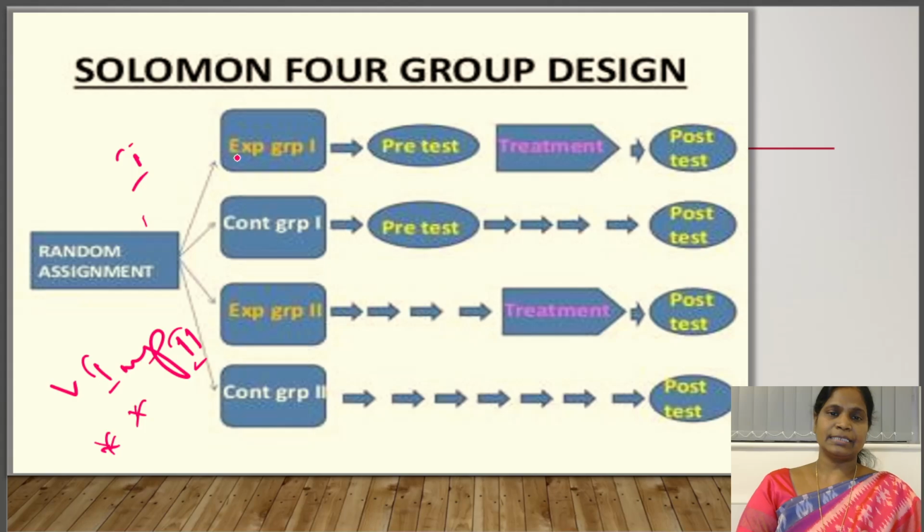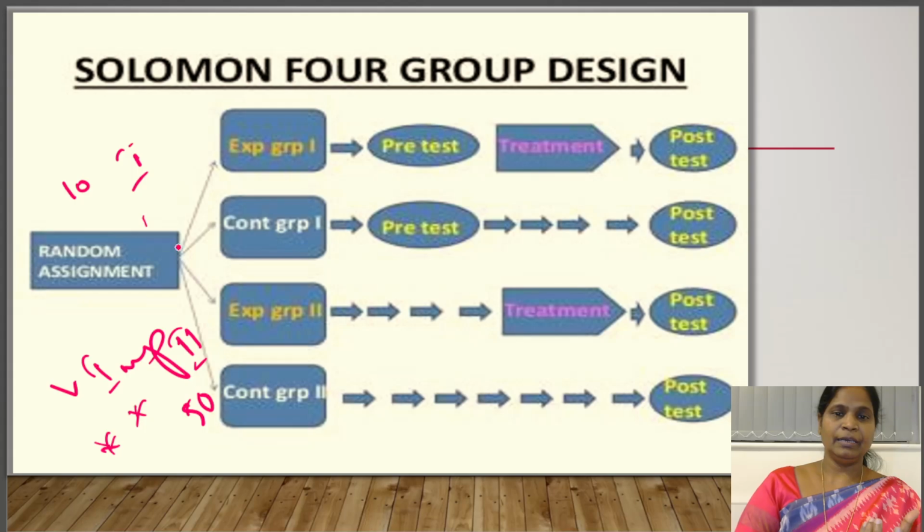Suppose a study is done on 100 samples, where 50 and 50. Among this 50, for experimental group 1 we take 25 and control group 25, and for experimental group 2 you take 25 and control group 25.